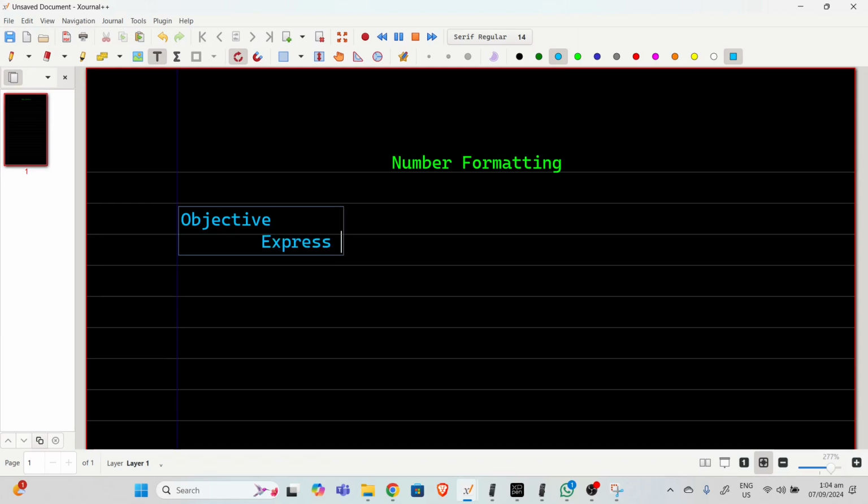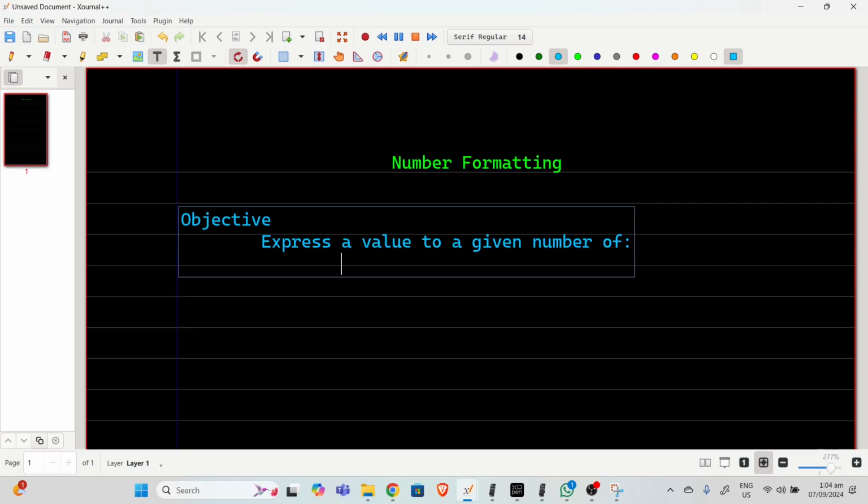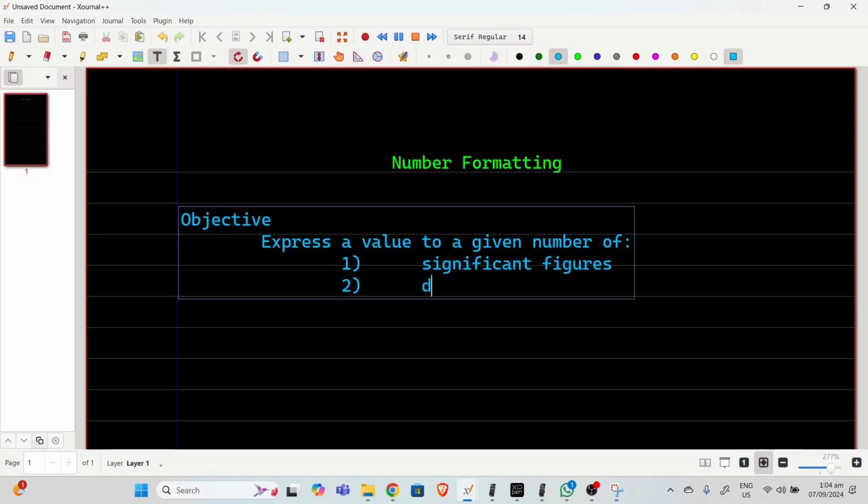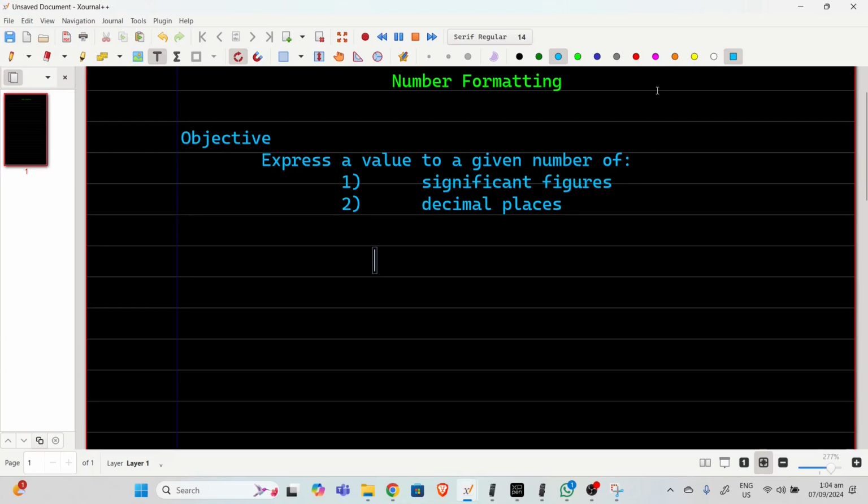So, express a value to a given number of, let's say, one significant figure, and two decimal places. Since the most difficult one is significant figures, we're going to do significant figures first.